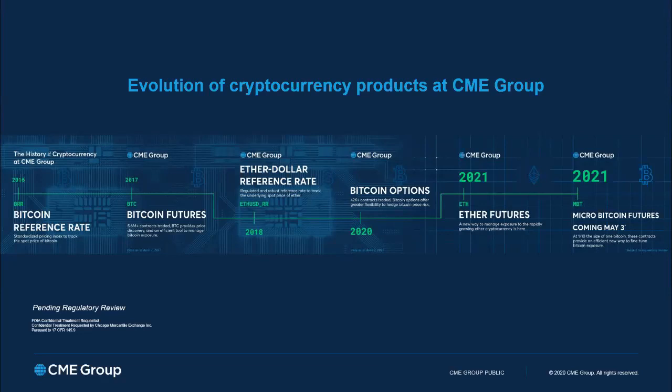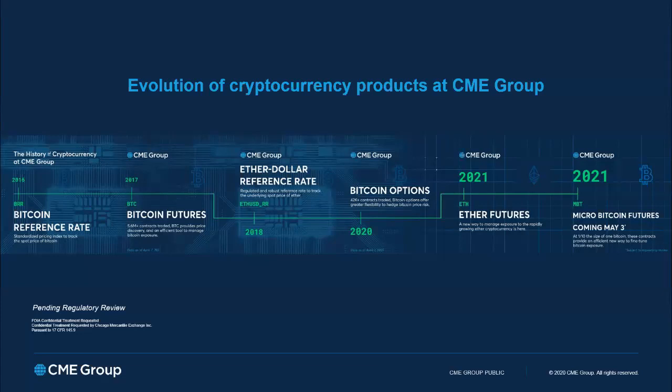And so as liquidity grew and as interest in Bitcoin and other cryptocurrencies grew, in 2018, you'll see here on the timeline that we created an Ethereum dollar reference rate. So we created a reference rate and a real-time index on Ethereum in 2018, similar to what we did for Bitcoin in 2016. In 2020, we launched Bitcoin options. So we have options on our current Bitcoin futures contracts. We launched those in 2020.